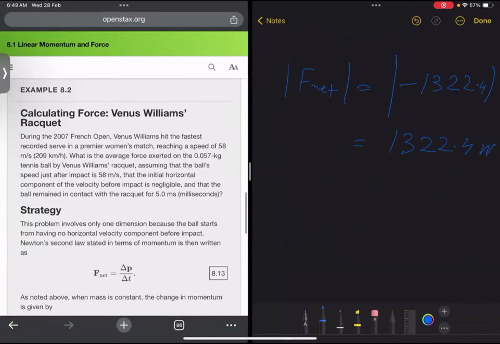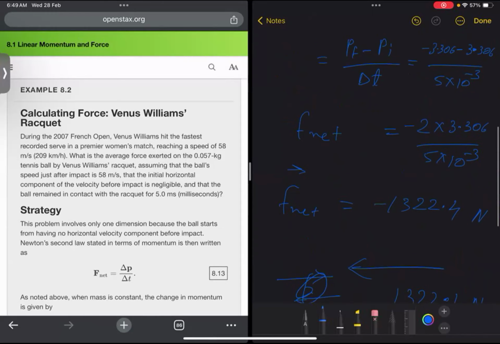What is the average force imparted here? Assuming the speed just after is 58 meters per second. Oh, was the initial speed also 58 meters per second? Wait. No. The initial speed was zero, right? The ball was stationary.